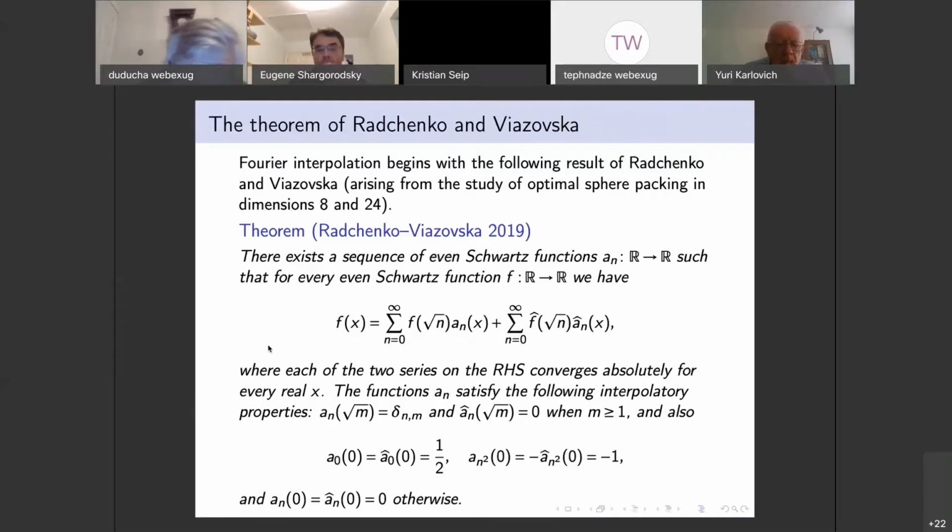But there is something interesting going on at 0, namely these functions take the value 0 at 0, except for a very thin subsequence, the squares of the integers. So at the squares, I mean, when the index is a square, a_n squared at 0 is -1, and the Fourier transform of a_n squared is 1 at 0. And this has a very interesting interpretation if we go to the next slide.